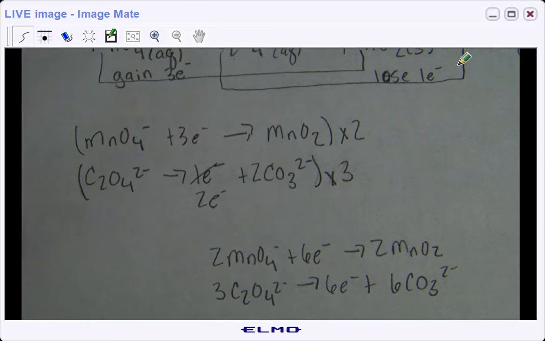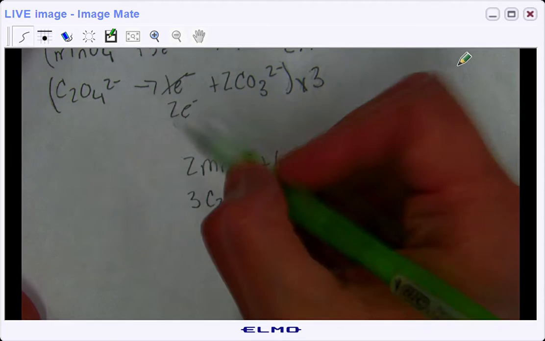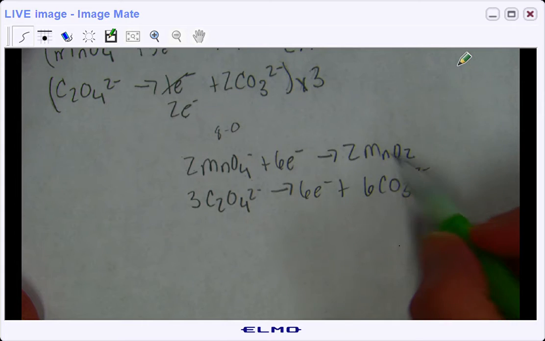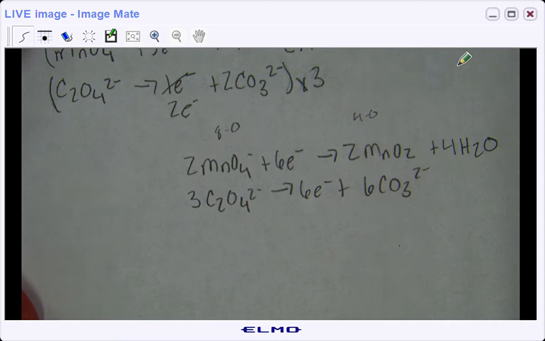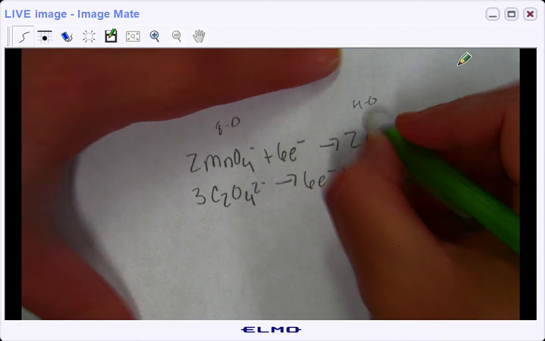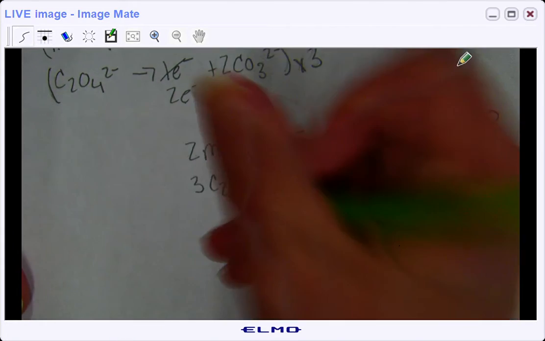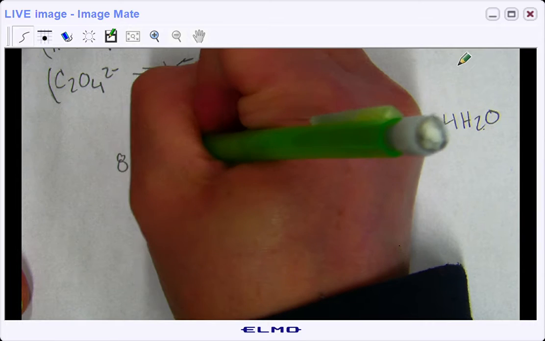Now, my next step is to start balancing as if I am balancing it in an acid. So I am going to balance my oxygens by adding water. 4 times 2 is 8 oxygens. 2 times 4 is 4 oxygens. So I'm going to add 4 waters to the product side in order to get my oxygens to balance out. And then I'm going to balance my hydrogens by adding hydrogen ions. So 4 times 2 is 8. So I'm going to have 8 hydrogen ions.